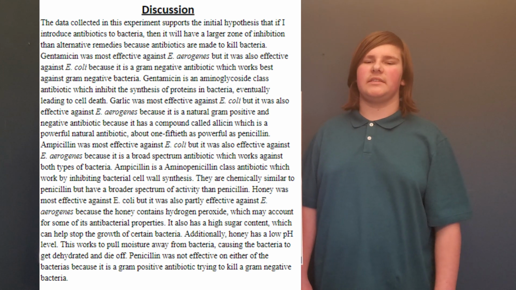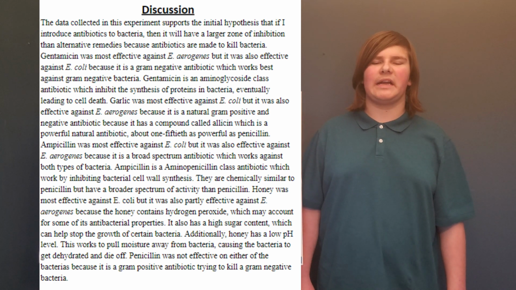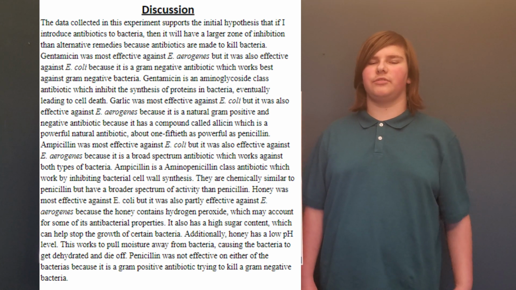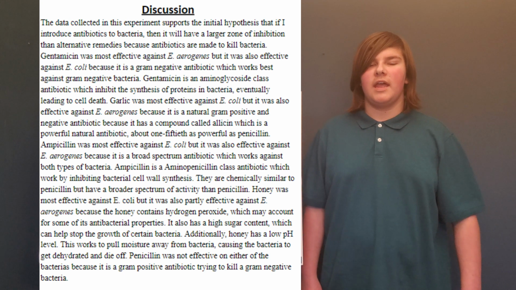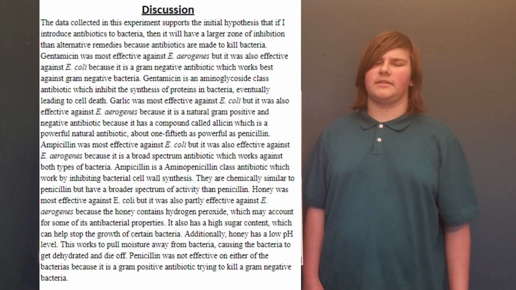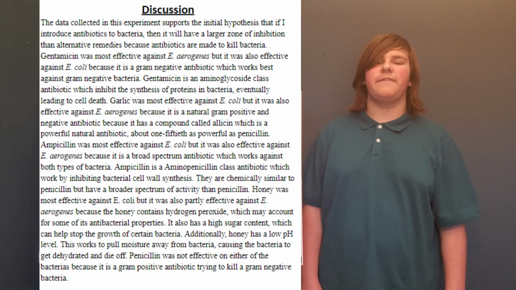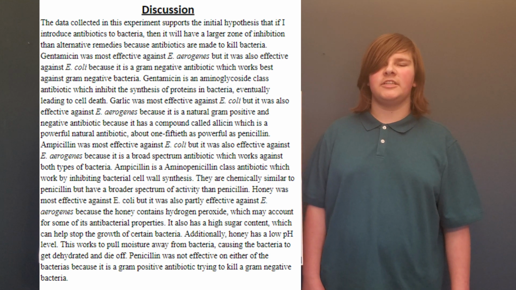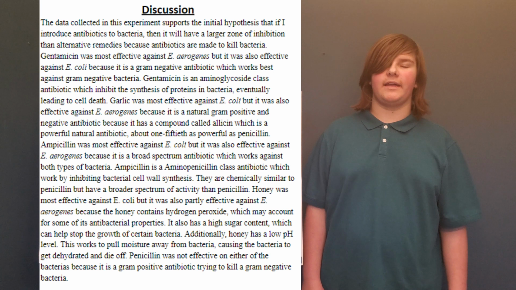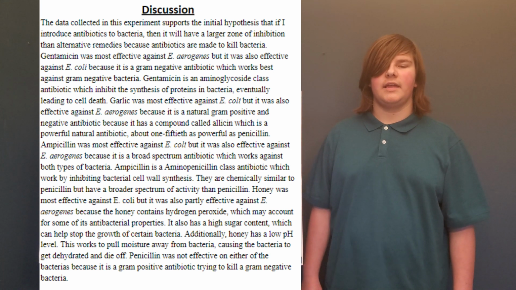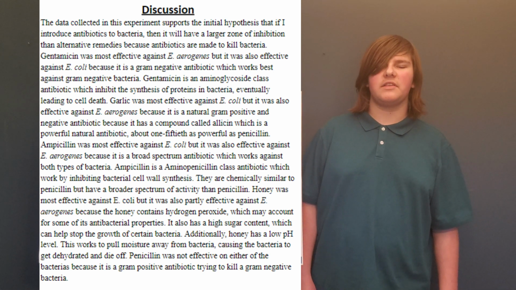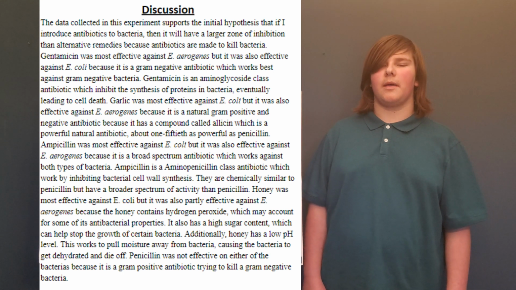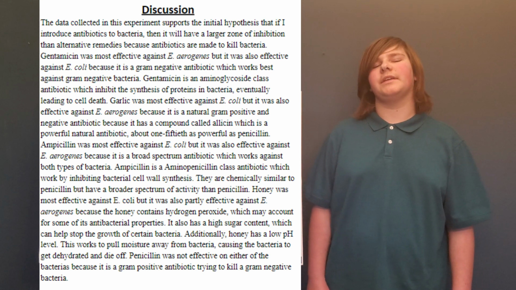Garlic was most effective against E. coli, but it was also effective against Enterobacter aerogenes because it's a natural gram-positive and negative antibiotic, because it has a compound called allicin, which is a powerful natural antibiotic, about 1/50th as powerful as penicillin. Ampicillin was most effective against E. coli, but it was also effective against Enterobacter aerogenes because it's a broad-spectrum antibiotic which works against both types of bacteria. Ampicillin is an aminopenicillin class antibiotic, which works by inhibiting bacterial cell wall synthesis. They're chemically similar to penicillin, but have a broader spectrum of activity than penicillin.